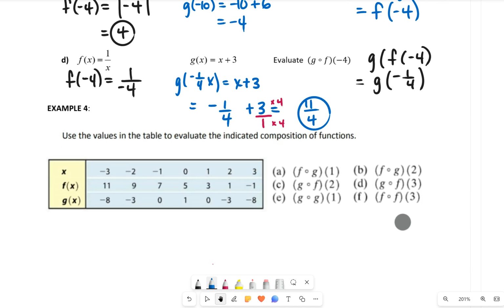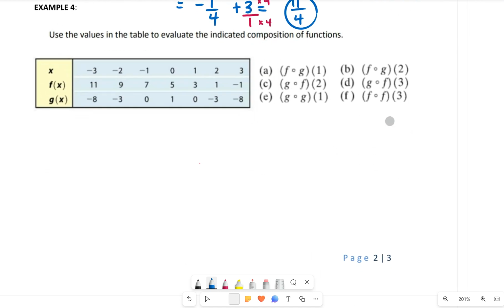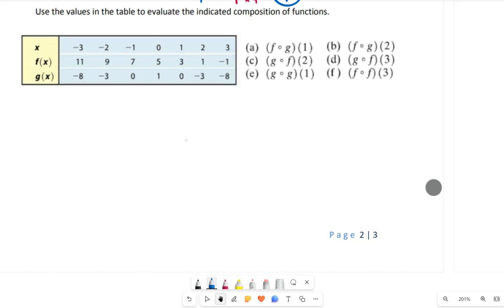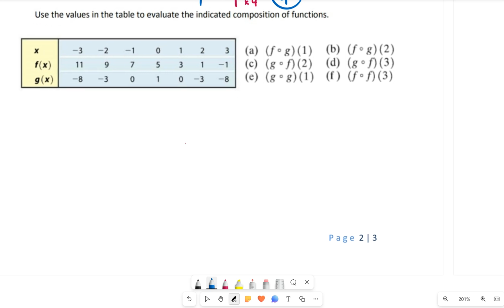All right, let's move on here to example number 4, tables. I won't do every single one of these, as I want you as well to partake in obtaining these answers. So let's just do part A and B. All right, so part A and part B require us to rewrite that composition. So I'm going to do that first. So f of g of 1. And the other one is going to be f of g of 2.